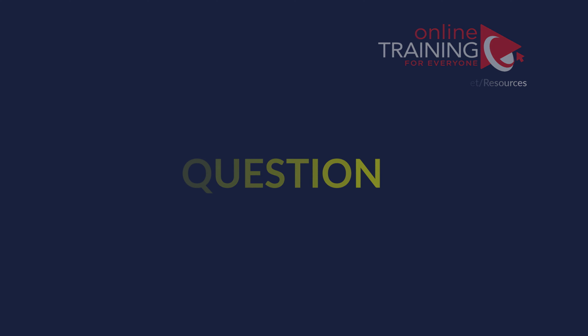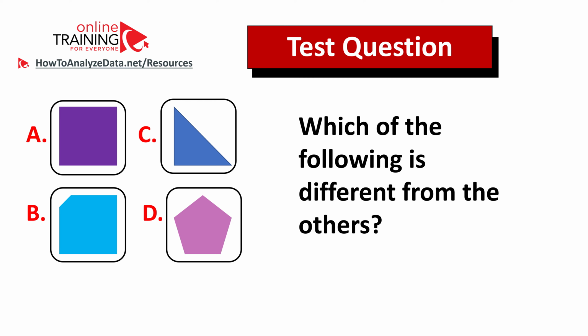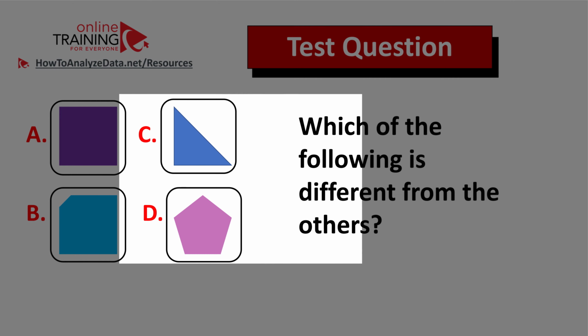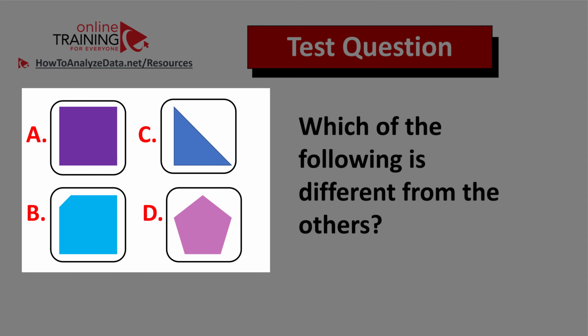Let's look at the interesting question which was designed to mislead you. Which of the following is different from the others? And you're presented with 4 different shapes. Choices A, B, C, and D. Do you see the answer?